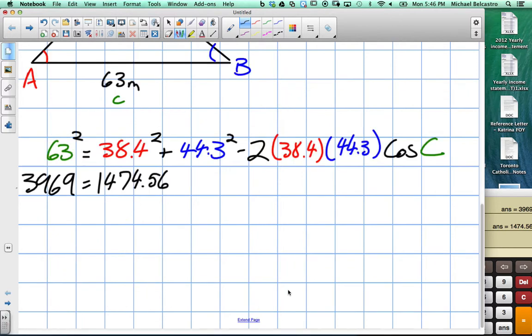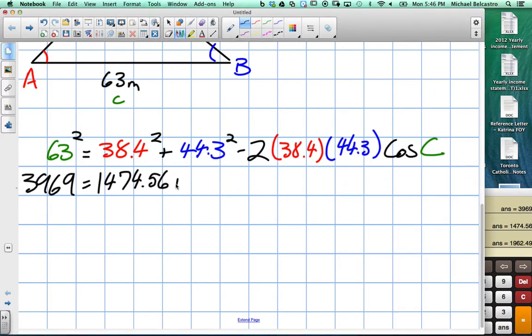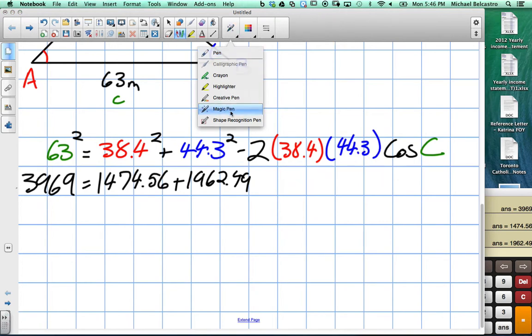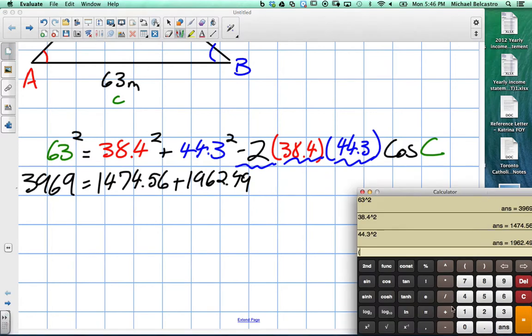Okay, next one we're doing is 44.3 squared, which is 1962.49. Okay, and now I'm just going to do these three numbers. Think of it like -2 times 38.4 times 44.3. So, bracket -2 times 38.4 times 44.3 equals, all right?